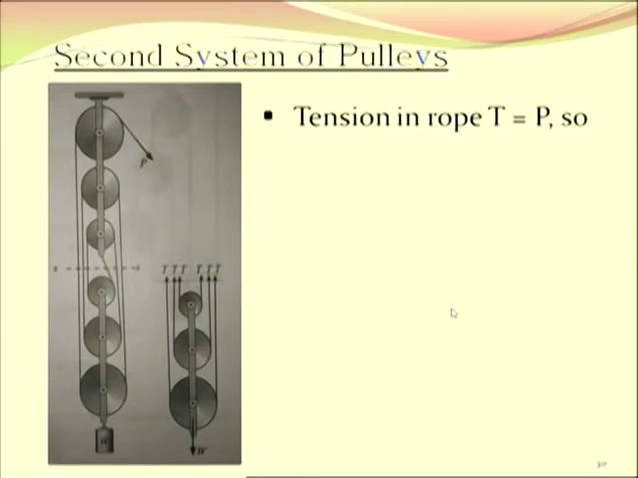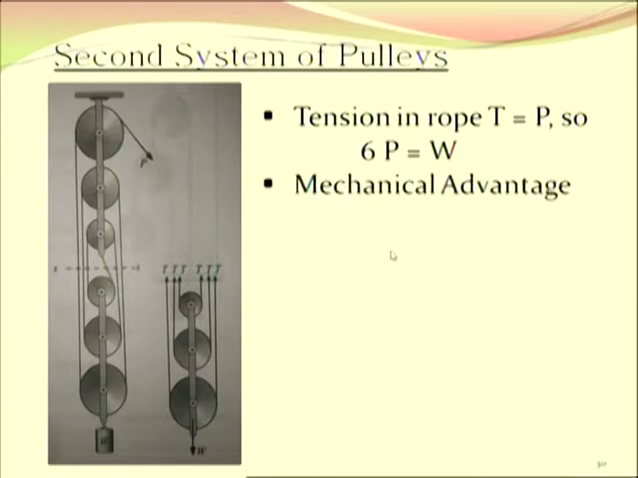Tension in rope T is equal to P. So putting values, we can get that 6P is equal to W. We can also obtain a mechanical advantage, that is MA is equal to W by P. But earlier we found that W is equal to 6P. So putting that value, 6P divided by P results as 6. So here we can say that the mechanical advantage is 6.